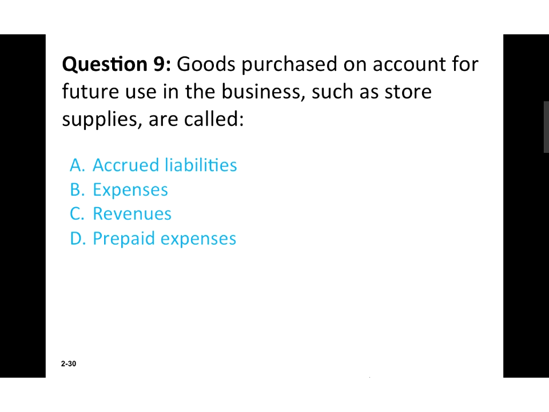Okay, another one coming now. Goods purchased on account for future use in the business, such as store supplies, are called what?